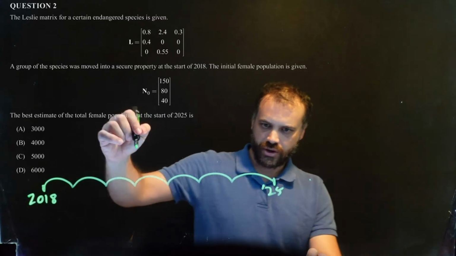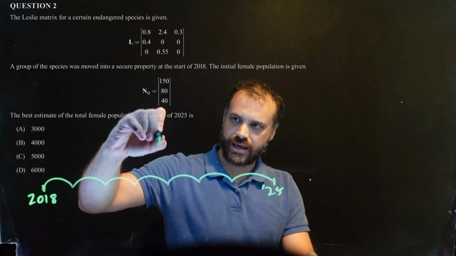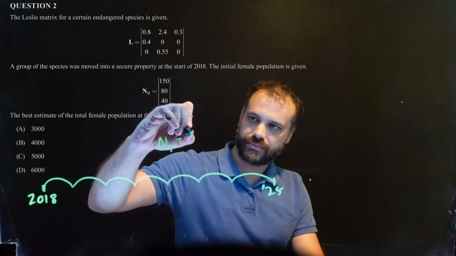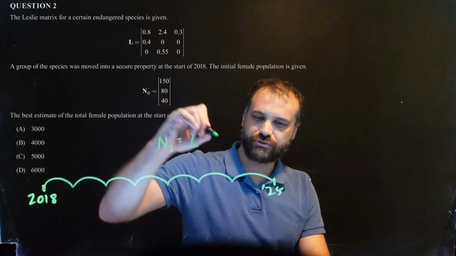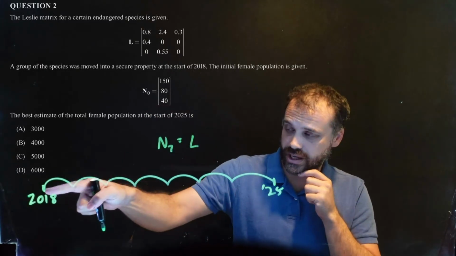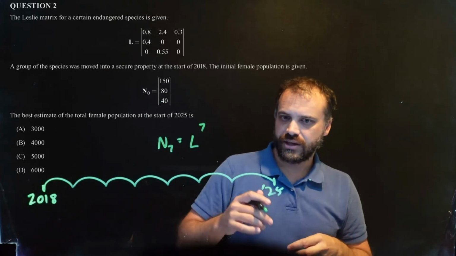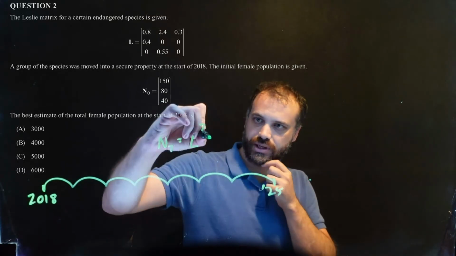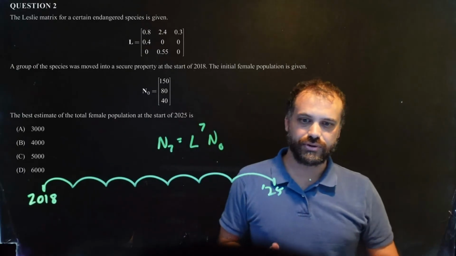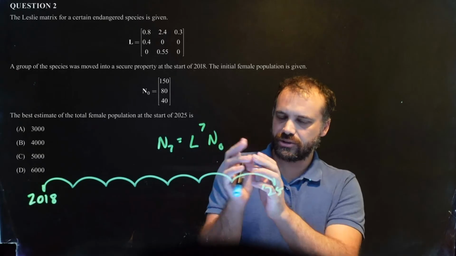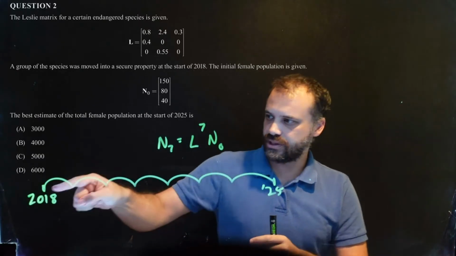All right, so we want to know N7, so after 7 years. And that's going to be the Leslie matrix to some power, and we now know that we want power 7, not 6, not 8, and times by N0, the initial population. All right, so if you still sort of need a little bit of convincing there, N0 is right here.